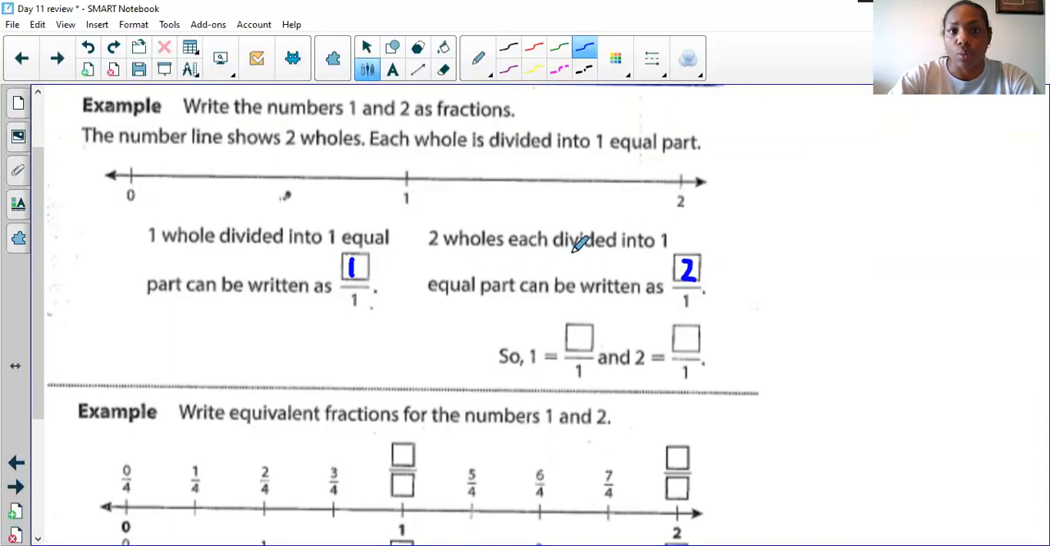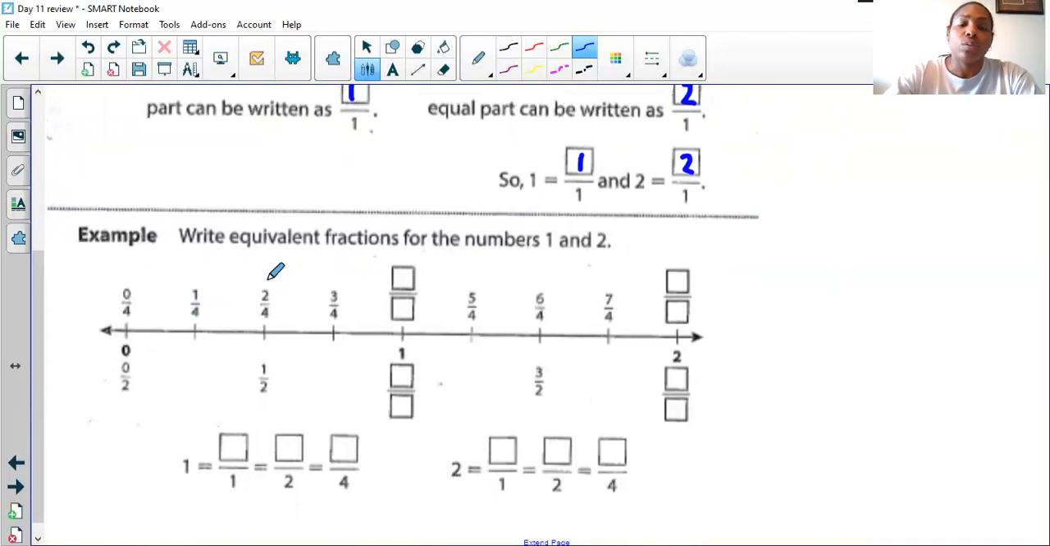So 2 wholes each divided into equal parts can be written as 2/1. So therefore, 1 equals 1/1, and 2 equals 2 over 1. And if we think about it, division-wise, 2 divided by 1 equals 2.